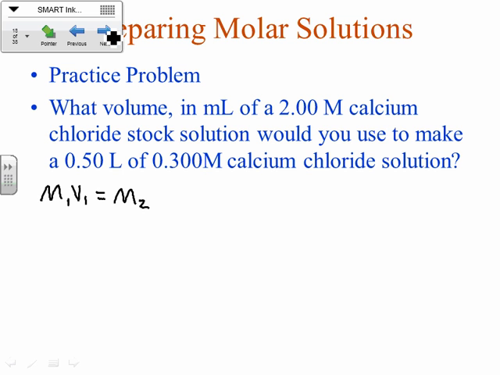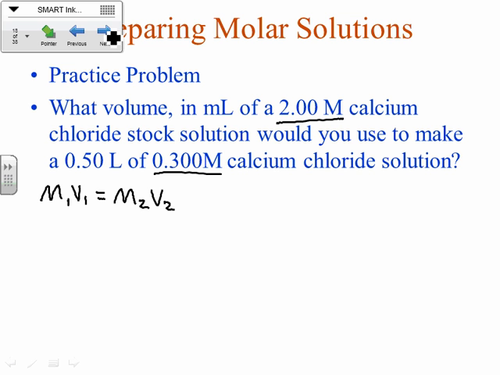M1V1 equals M2V2. By the way, what's your big hint that this is a dilution type of problem that we need to use this formula for? What might you be looking for in the problem that would tip you off that we need to use this formula? Okay, there's 3 numbers, so that's kind of a hint. Okay, so if there are 2 molarities, first of all, right? Any of the problems we've dealt with so far have not given you 2 different concentrations. If the problem gives you 2 different concentrations, then we're going to have to use this formula because this is the only one that has 2 different concentrations in the formula.